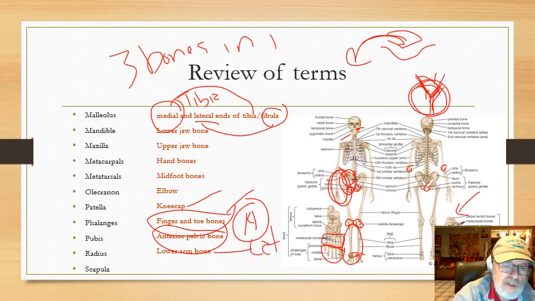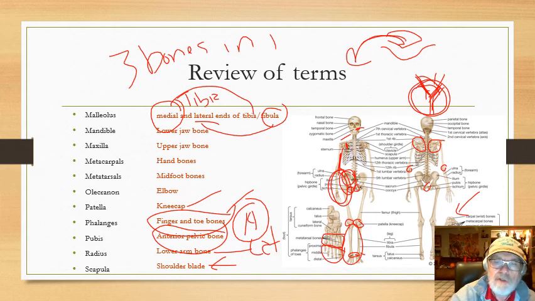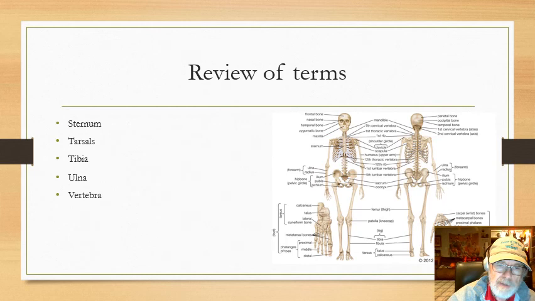The scapula. Scapula is just another word for the shoulder blade. So if we look right here, here's a scapula right there. There's a scapula right there, okay? So that's the shoulder blade. They're on both sides, okay? And there's a socket up there where the humerus will attach, right in that area. So that's called the scapula. So the scapula is basically the shoulder, okay?